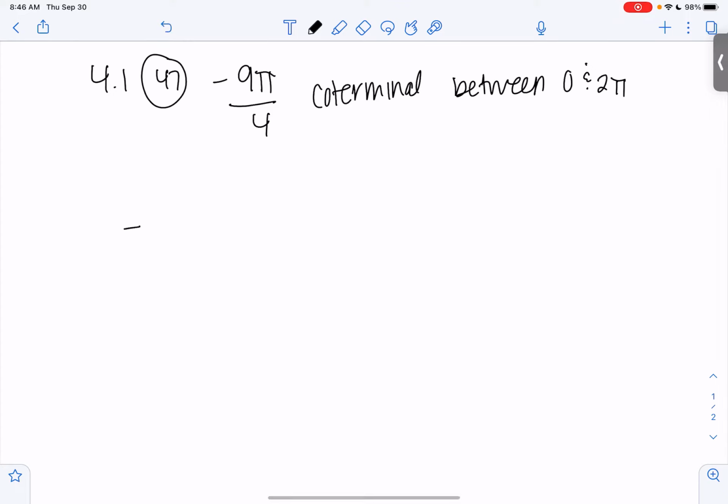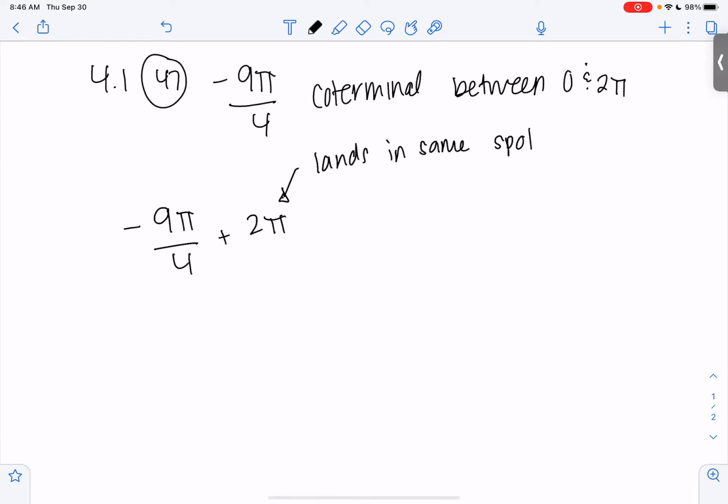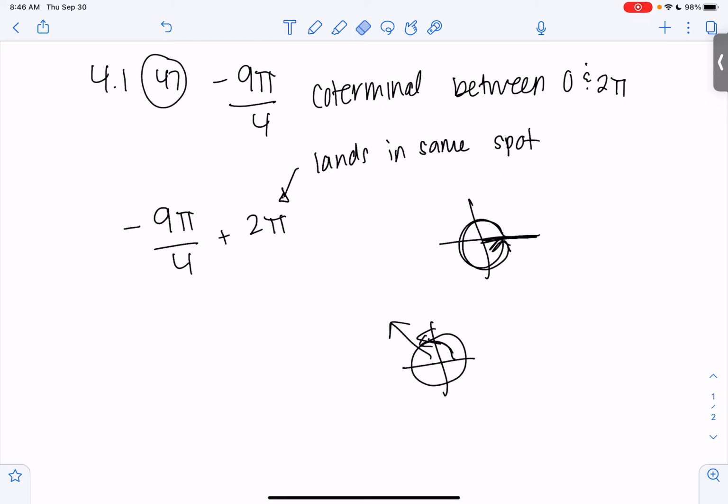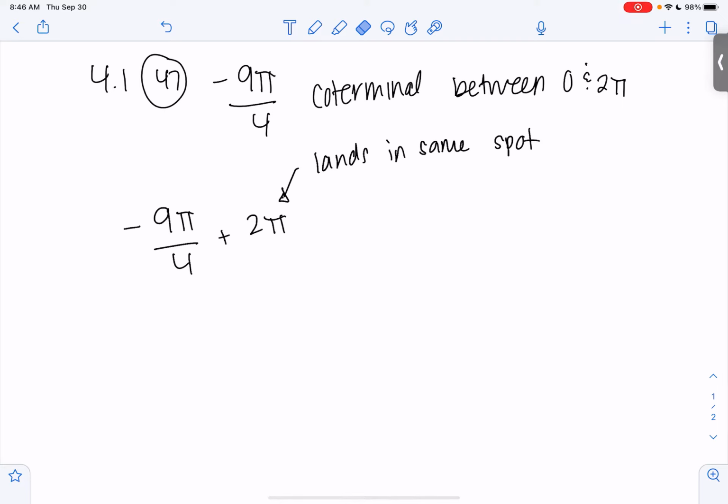So let's do the mathy way first. We're in the negative range. If we add 2 pi, that's adding a full circle, so it lands in the same spot. Because a full circle means we go around 1 time, we still land there. 2 times, we still land there. We can go and land there, or we can go around and then land there. So adding the 2 pi is just adding a full circle before going there. Let's see what we get when we add 2 pi.